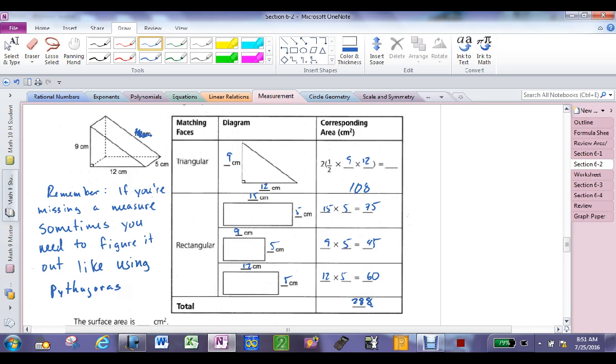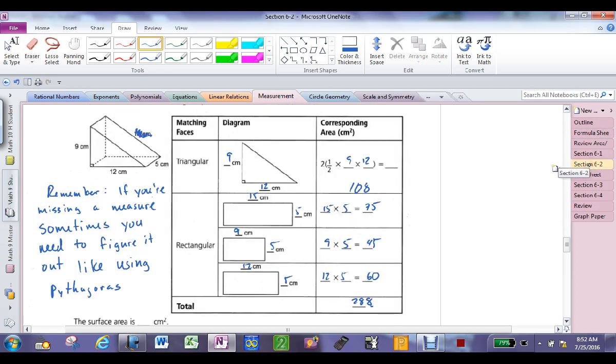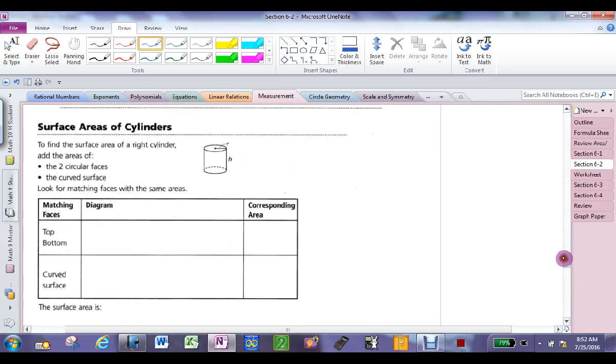What's the area of a circle? If only Mr. Myers had given me a formula sheet. Pi r squared. Pi r squared, but there's how many circles? 2 pi r squared. 2 pi r squared, right? Right. Because I said it.